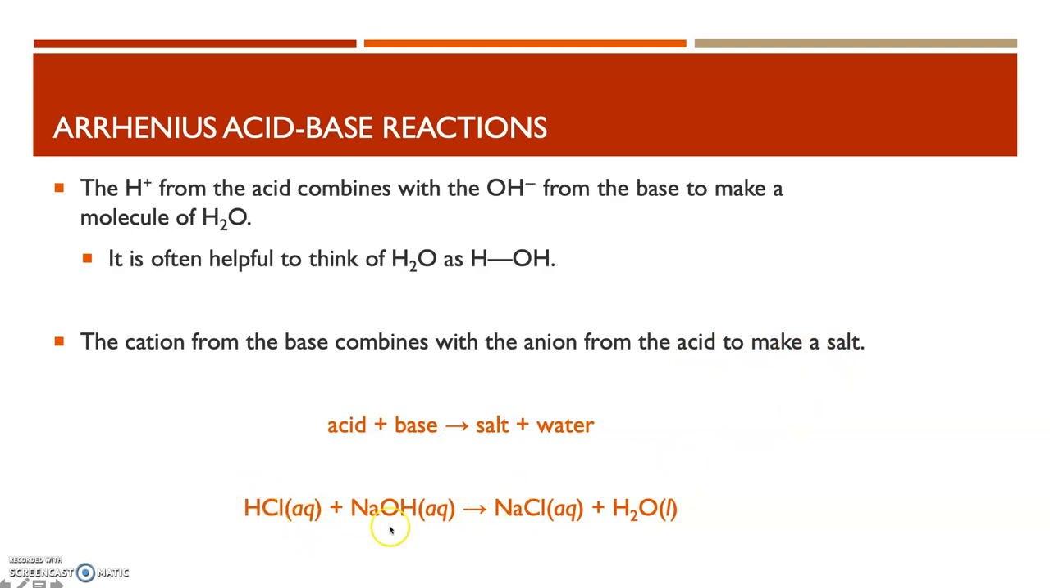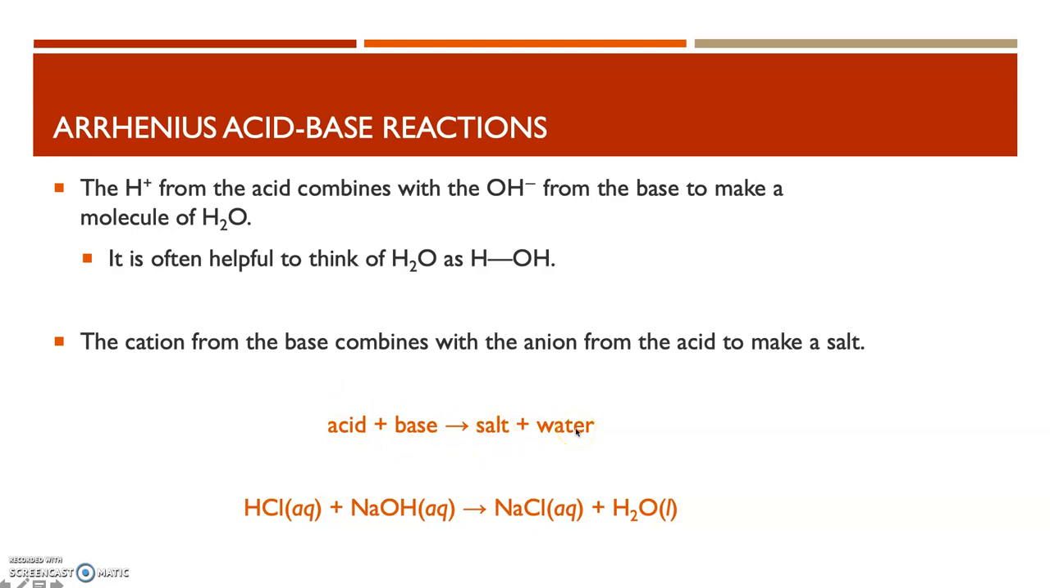So we have HCl plus NaOH. You can see that the hydrogen and the hydroxide are going to get together and make water, liquid water. And whatever's left over, the chloride and the sodium, are going to get together to make sodium chloride. So in general, in the Arrhenius picture, we have an acid plus a base makes salt plus water.